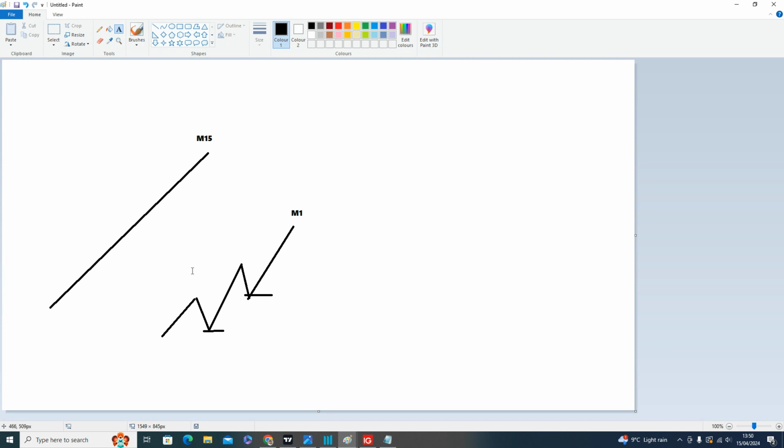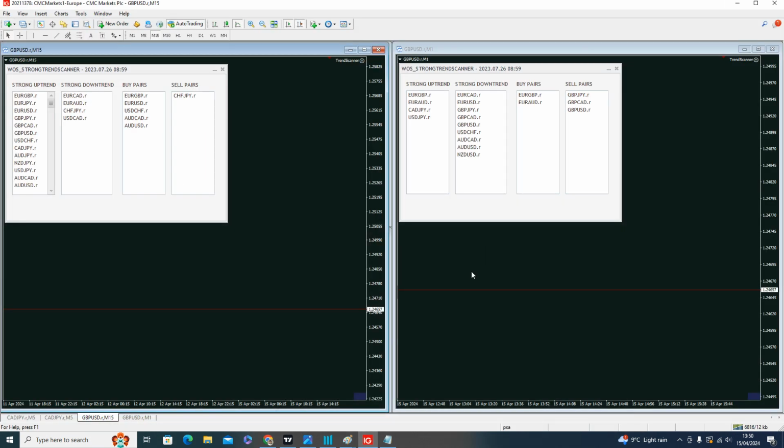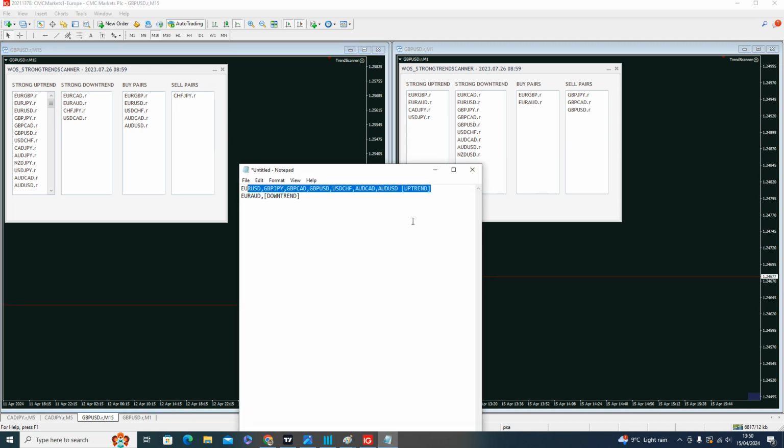The idea is if the trend did not fail on the 1 minute chart, I'm expecting a continuation move after the pullback, which is a strong downtrend on the 1 minute, but it's actually a pullback on the 15 minutes chart. The idea is simple. I've done this already, so we have the uptrend and we have the downtrend.